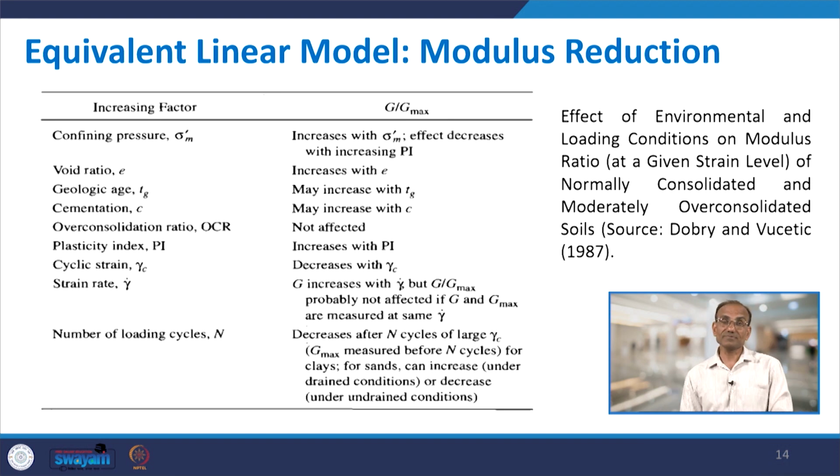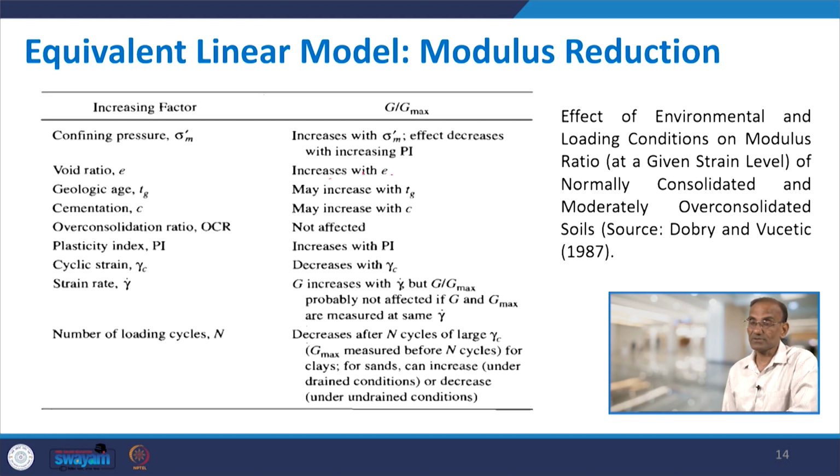Now, what has been done? Field tests as well as laboratory tests have been conducted, looking at G by G max. What are the factors? When you increase those factors, what is the effect on the ratio of G by G max? For example, when you increase confining pressure, G by G max will increase with sigma m, and the effect decreases when you increase the PI, which we have just seen. Void ratio: when you increase the void ratio, the relative density will decrease. As a result, G by G max will increase with the void ratio E.